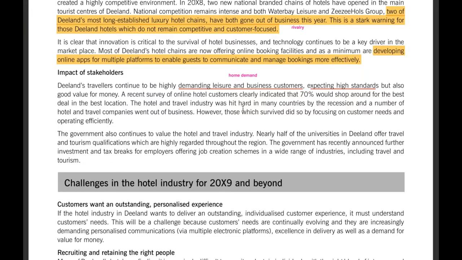The hotel and travel industry was hit hard in many countries by the recession, and a number of hotel and travel companies went out of business. However, those which survived did so by focusing on customer strategy, firm strategy, and operating efficiently. Government also continues to value the hotel and travel industry. Nearly half of the universities in Zealand offer travel and tourism. So this is basically your factors condition.